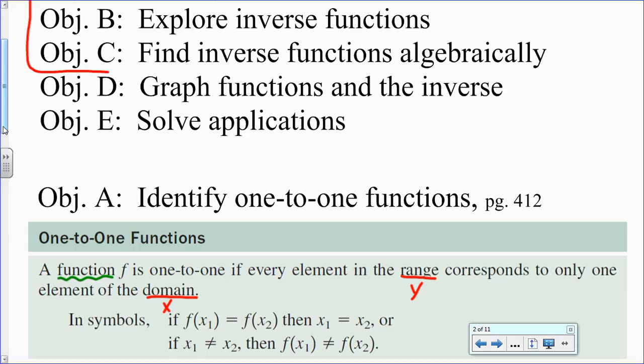So what that says is that if you think about your x values and your y values, because it's a function, x cannot repeat. Because it's a one-to-one, now y cannot repeat. So no repeats. X and y, nothing repeats. One-to-one. So one x goes to only one y. One y goes to only one x. That's what that's saying.